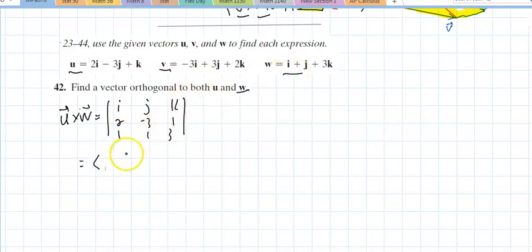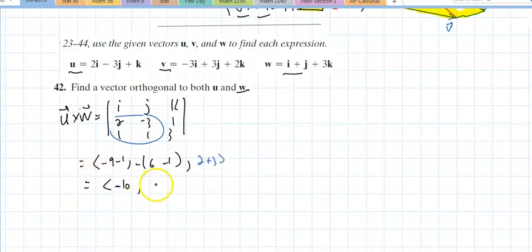And that would be, in the I component, if I cross that down, negative 9 minus 1. In the J component, minus 6 minus 1. And in the K component, that would simply be 2 plus 3. So I am getting a negative 10, a negative 5, and a 5. And there it is.